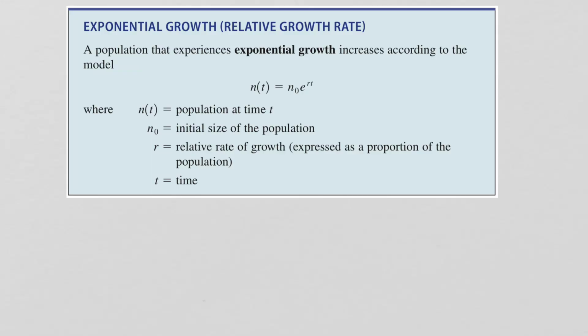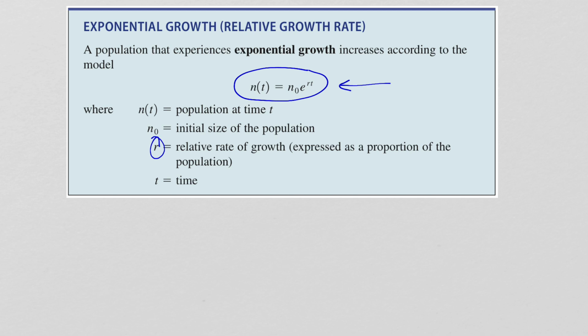Another way to discuss exponential growth is to talk about the relative growth rate. So a population that experiences exponential growth increases according to the model N of t equals N naught multiplied by e to the r times t power, where r is the relative growth rate. So this is a percentage growth rate per some unit of time. And t, of course, is time, and N naught is the initial population size. So if you're given information about the relative growth rate, r, instead of the time to double, this is the model that you should be using.